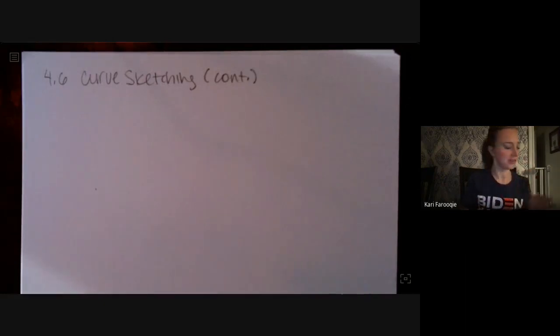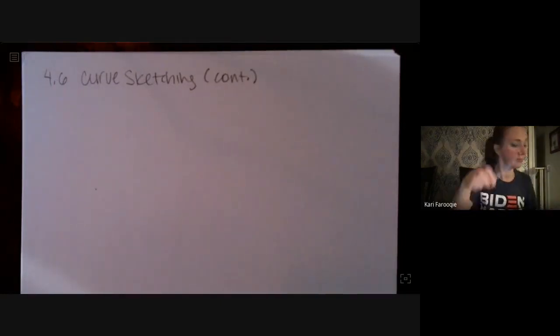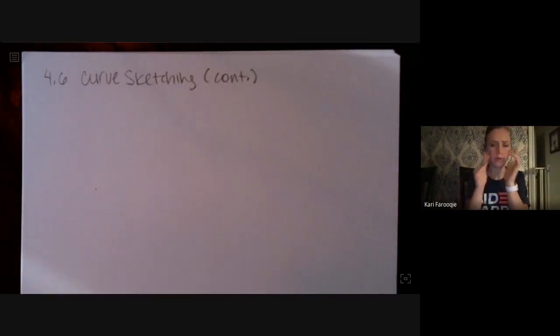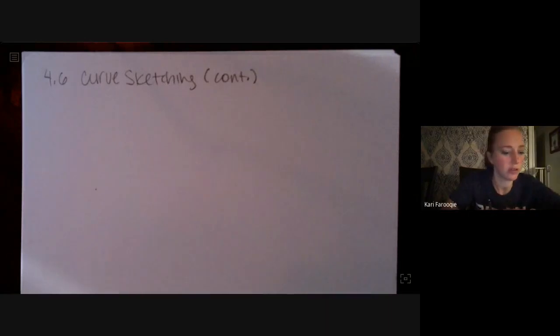All right, asynchronous, week 6. Here we go. We left off last time sketching 2 different rational functions. In both cases, we ended up in a situation where the degrees in the numerator and denominator were the same. In both situations, we had horizontal asymptotes. We had a vertical asymptote in one, and no vertical asymptotes in the other.